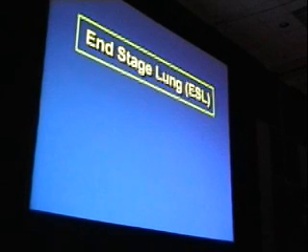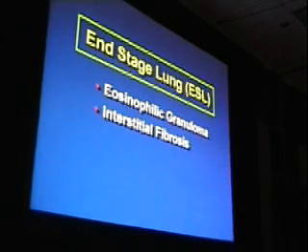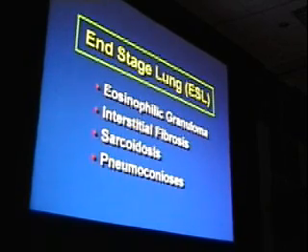Now, all of these diseases, if they hang around long enough, will create what we refer to as end-stage lung. An end-stage lung is like any other end-stage organ. When you get to that point, it's pretty hard to tell what started the process. But if you're looking at an end-stage lung, think about eosinophilic granuloma, interstitial fibrosis, UIP, IPF, sarcoidosis, and the pneumoconiosis. These are the ones most likely to persist over a long period of time and end up scarring the lung and creating an end-stage lung.